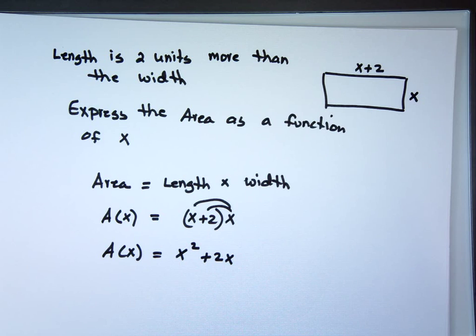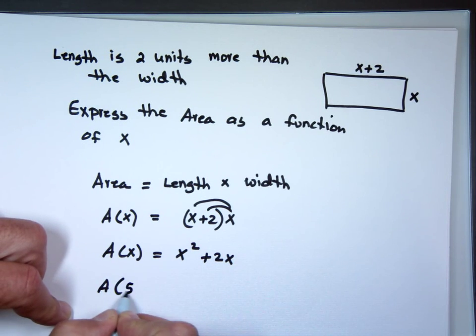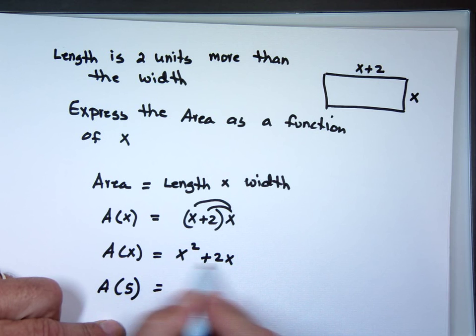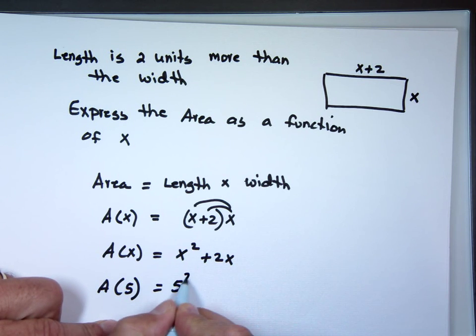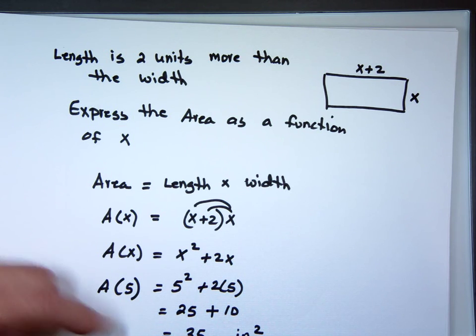So if you came and you said, well, I want you to calculate the area when the width is 5. Well, when the width is 5, according to this equation, this will be 5 squared plus 2 times 5. What's 5 squared? 25. What's 2 times 5? 10, that's 35 inches squared. The area is all in square units.